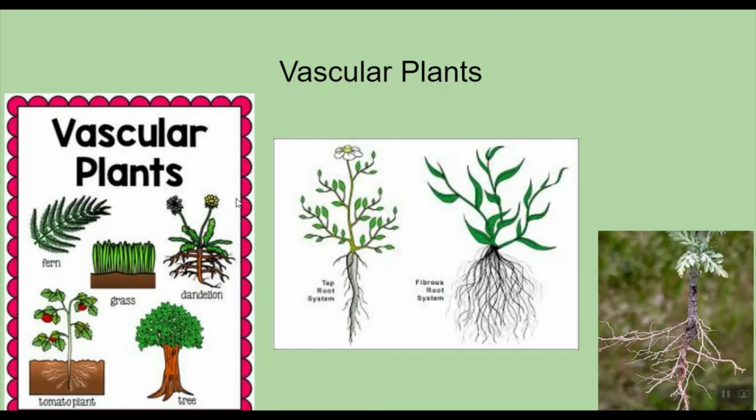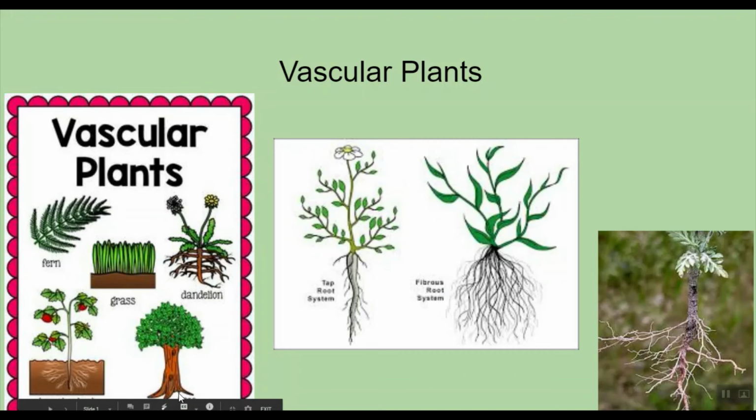So vascular plants are going to be any kind of flowering plant. Think about dandelions, weeds, daisies, even pretty flowers that you may have in a garden. Vegetable plants like tomato plants. Trees are vascular plants.